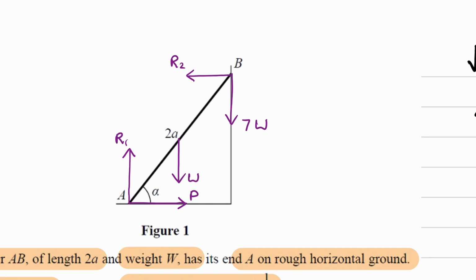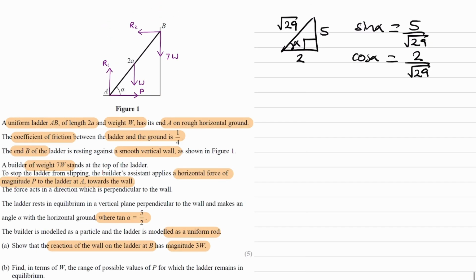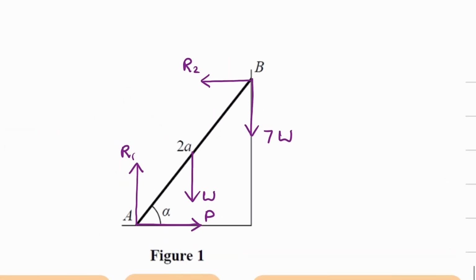It either acts towards the left or right, depending on how hard the builder's assistant is pushing the ladder towards the right. And actually, in part B of the question, it asks us to find the range of possible values of P for which the ladder remains in equilibrium. So basically, for part B, we want to think about how big can P be, how small can P be, such that the ladder is still in equilibrium.